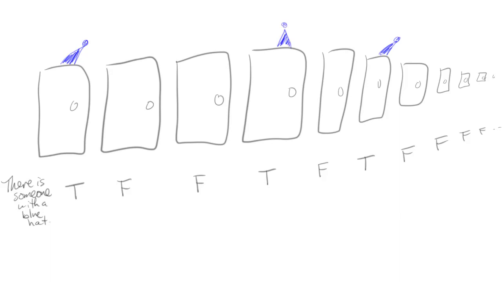Let's take the example of there is someone with a blue hat in this room. This tricorder reads true at rooms having blue hats and false otherwise. What's the opposite device? Something that reads false when there's a blue hat and reads true otherwise. Such a statement is, there is no one with a blue hat in this room.